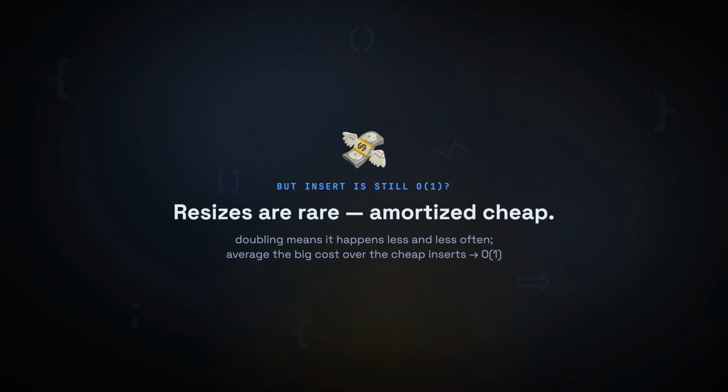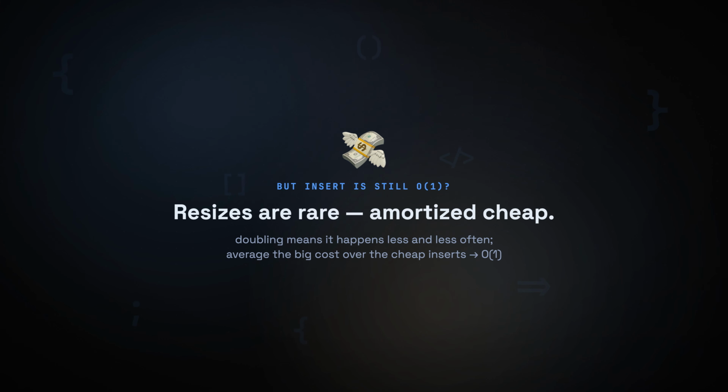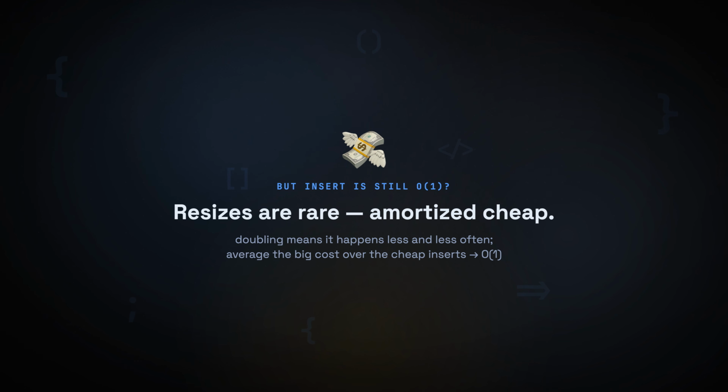Resizing the whole table is obviously an O of n operation, since it touches every key. So how is insertion still considered constant time? Because resizes are rare. You double the size each time, so it happens less and less often as the table grows. And when you average that occasional big cost across all the cheap inserts in between, it works out to constant time per insert. That averaging trick has a name of its own, amortized analysis.